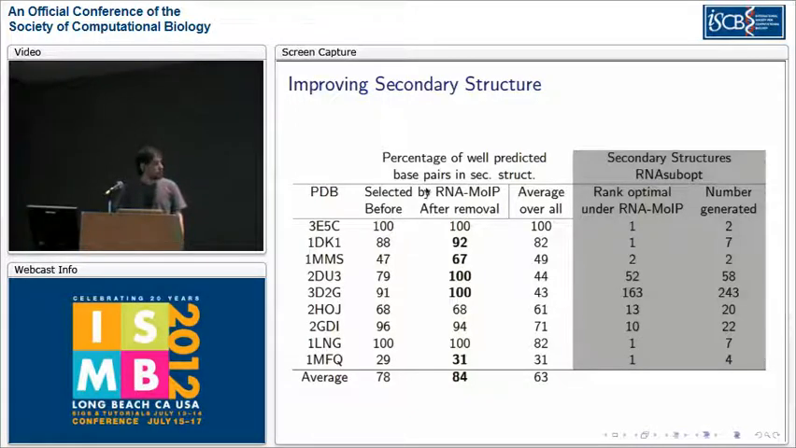For a few of them, it's not that bad. You have 2 or 7. But as you can see, there's one with 243 different secondary structures in a quite narrow range of energy. Which one is the most representative? Really hard to say.